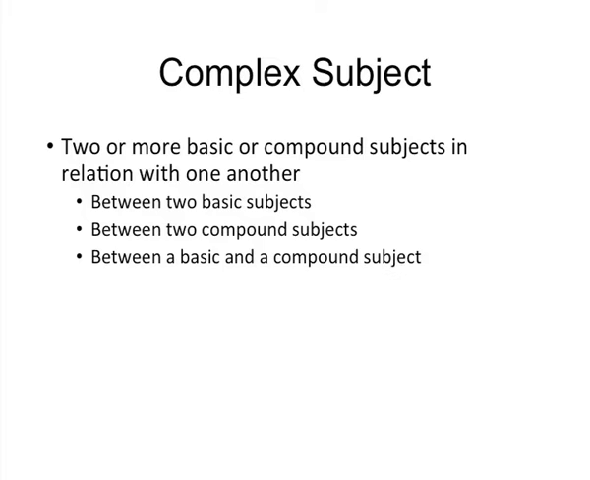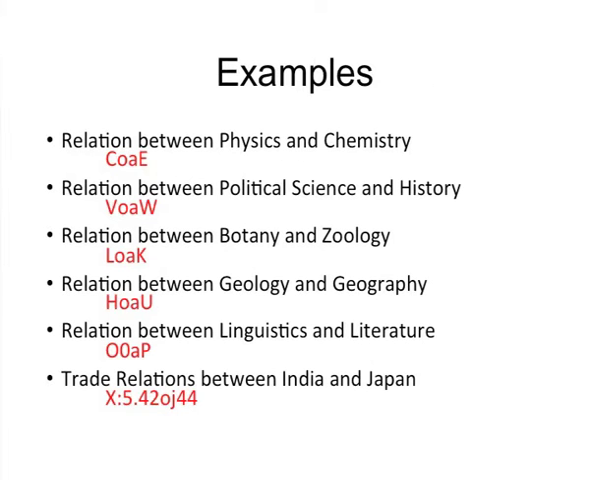Now, what is a complex subject? This is the third type of subject that Ranganathan has identified and defined. He says that a subject wherein there is a relation between two basic subjects or two basic facets in relation with each other, or a basic subject and a compound subject in relation with each other, or a relation between two compound subjects, such a subject is called a complex subject. I give you an example, relation between physics and chemistry. Now, you see there are two basic facets here, two basic subjects, physics and chemistry, and you are studying the relationship between them.